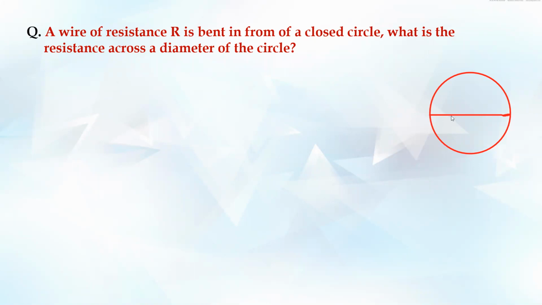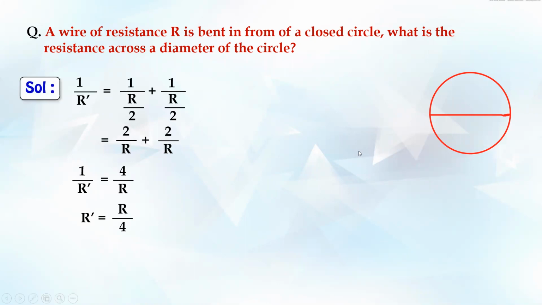Can I say the diameter will act as a common point for the upper part of the circle and the lower part of the circle, right? So now I can say, if the total resistance is R, the diameter will divide the circle into equal parts. So the upper part's resistance will be R/2, and the lower part's resistance will again be R/2, and both parts of the wire are connected to common points. If you see, it's like this now: one upper resistance and one lower resistance, with common points over here and here.